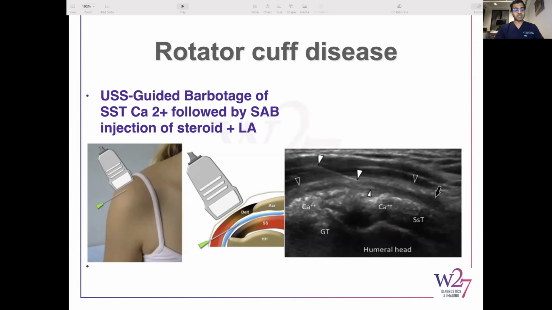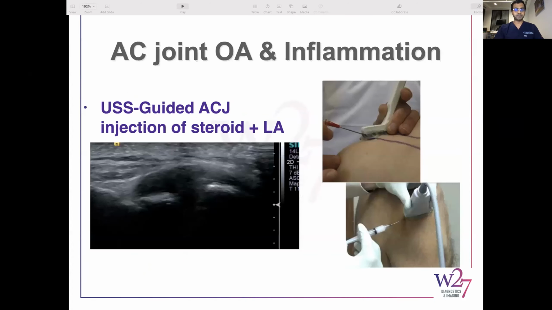Barbotage for calcific tendinitis follows the same route, where we stick a needle into the calcium and fenestrate it, break it down into multiple fragments, and try and aspirate it with the help of saline, and then inject a bit of cortisone into the overlying subacromial bursa.